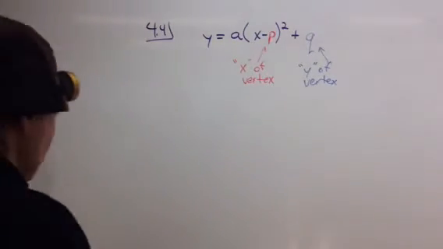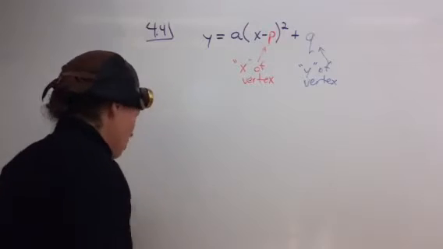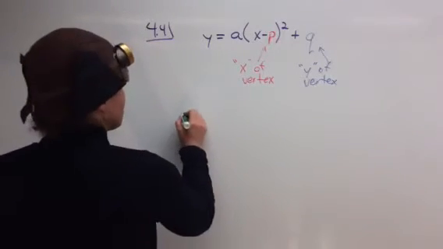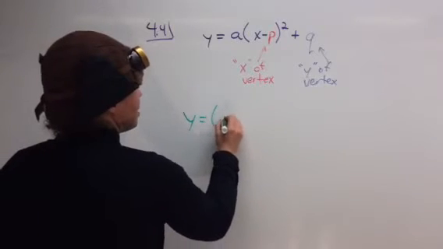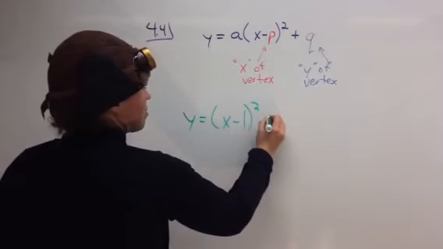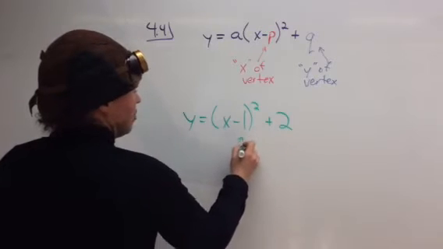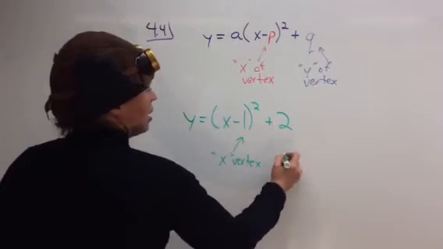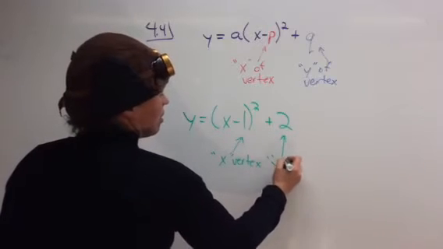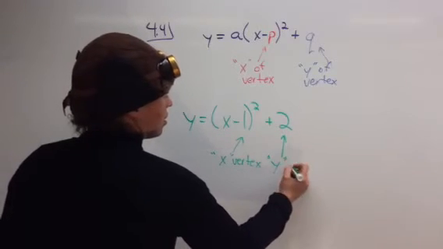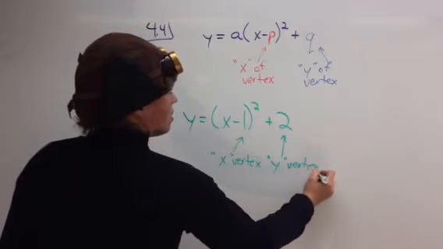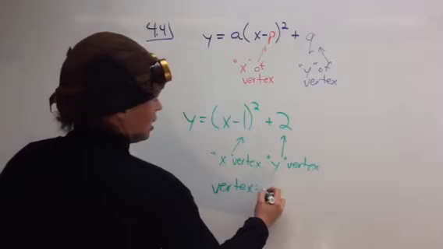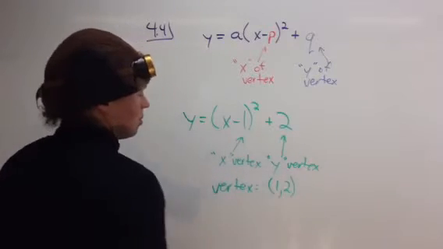So the formula that I put in was the first one in your book, y equals x minus 1 squared plus 2. My x for the vertex was 1, and my y for the vertex was 2. So if I would want to say what is my vertex point, it is at 1 and 2.